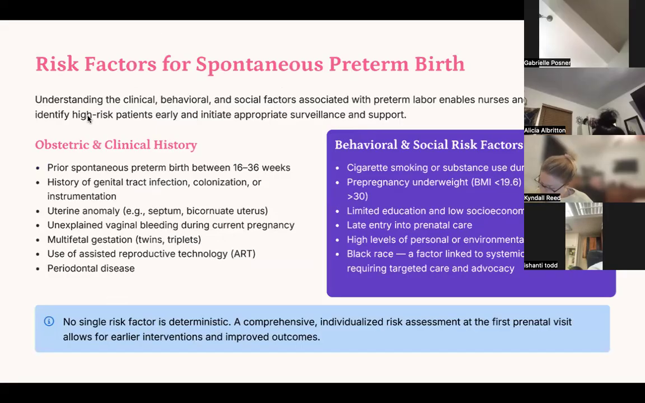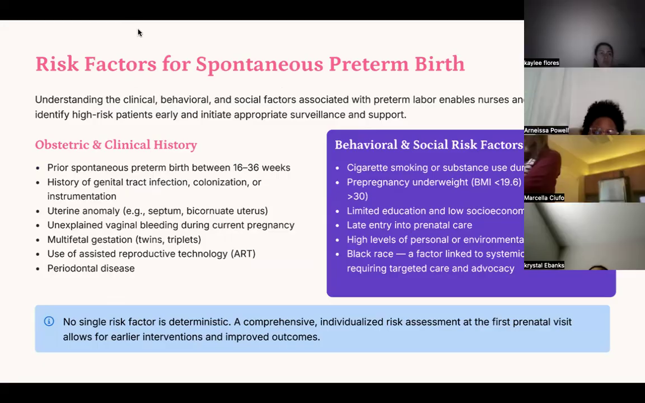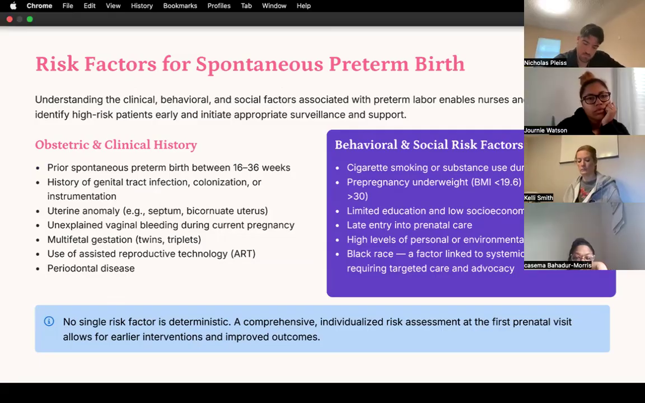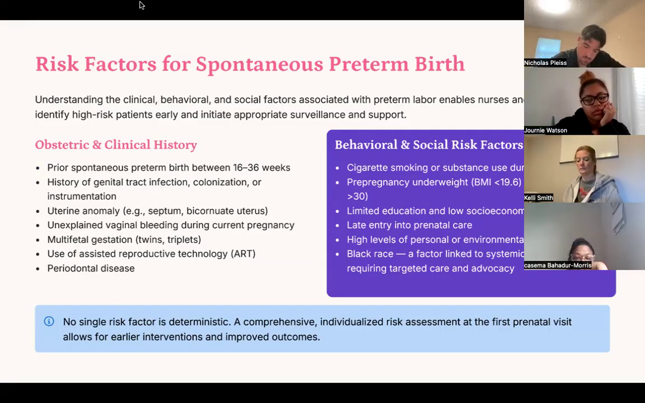All right. So, risk factors for spontaneous preterm birth, which we kind of just talked about a little bit. We need to understand the clinical, behavioral, and social factors associated with preterm labor, because this is going to let us prepare. We're going to be able to identify high-risk patients and put our interventions into action a little bit earlier and possibly prolong this gestation. Okay. So we need to look very closely at these patients' obstetrical and clinical history.